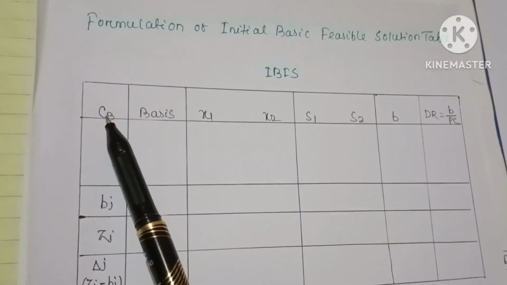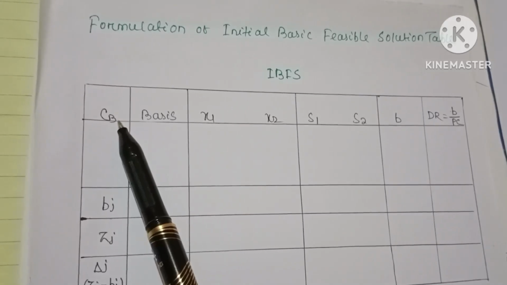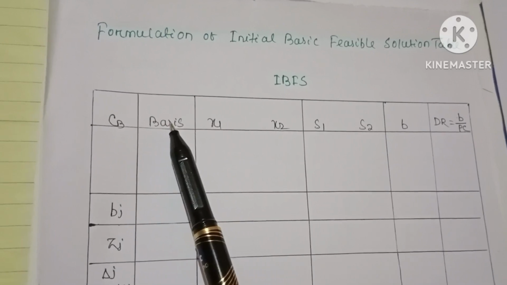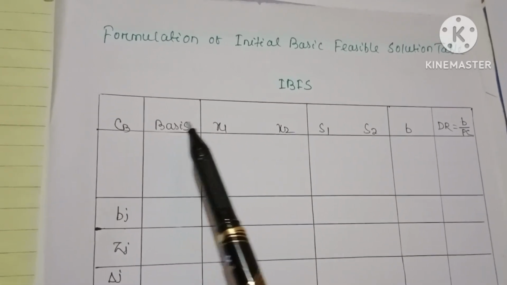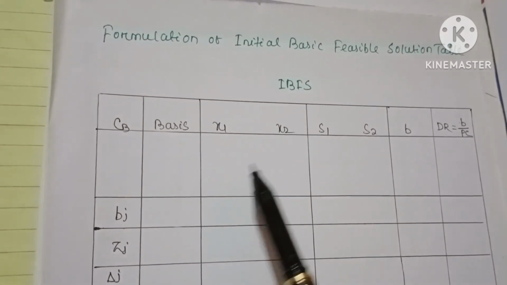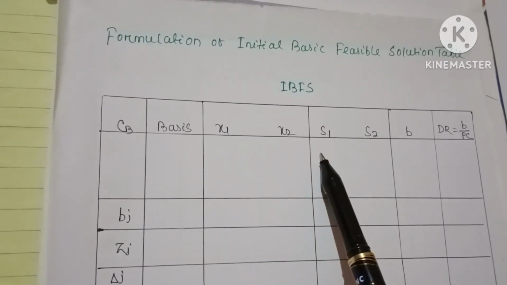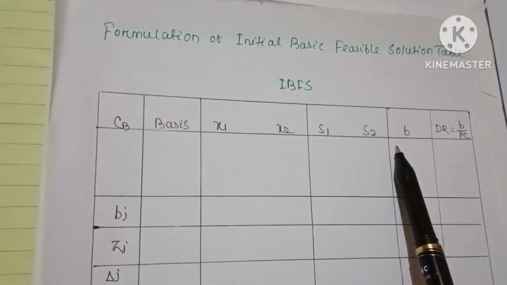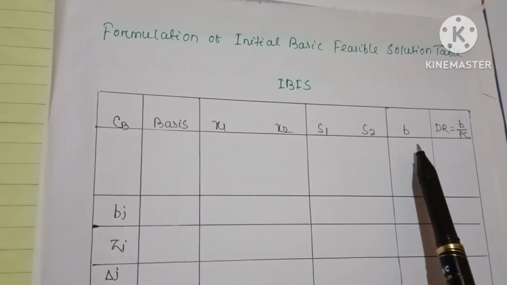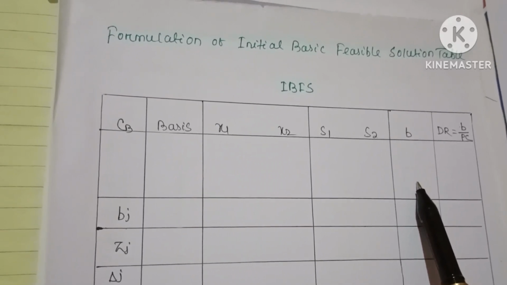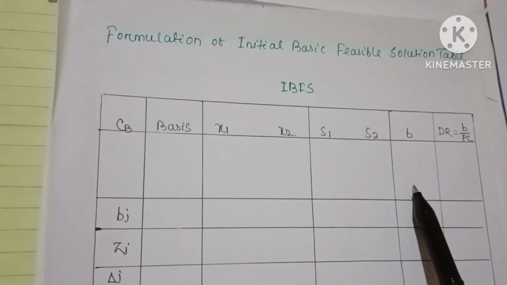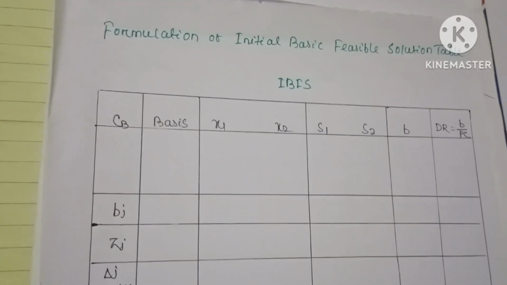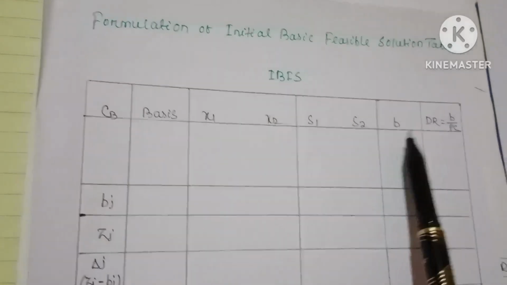First we'll take CB. CB represents the coefficient of the current basic variable. Here, the basis means the basic variable column, where we take the coefficients of x1, x2, s1 and s2. B represents your constant column, that is, the right-hand side constant values of the equations. This is also your solution values. And this DR is your displacement ratio.